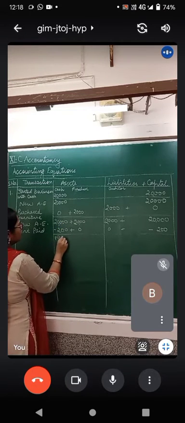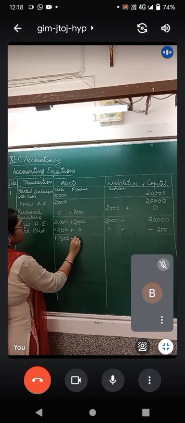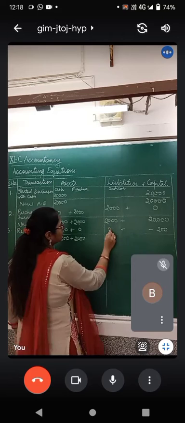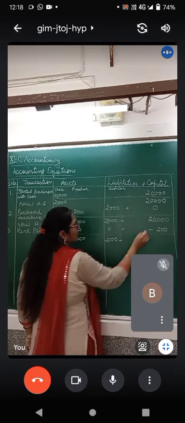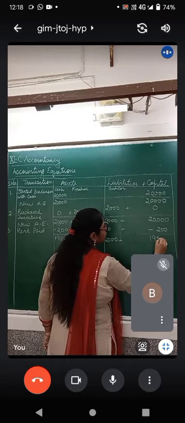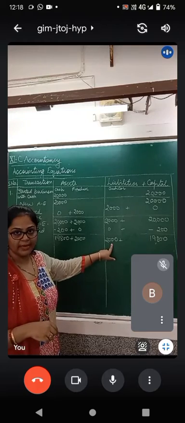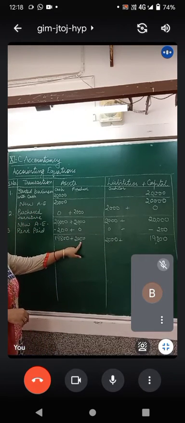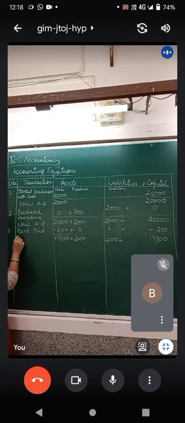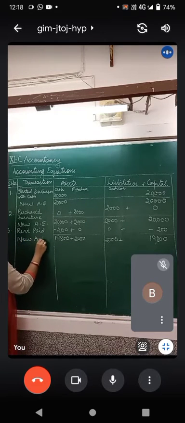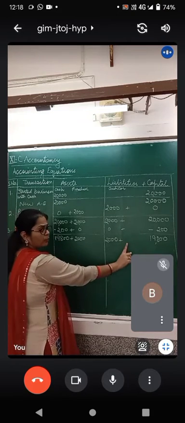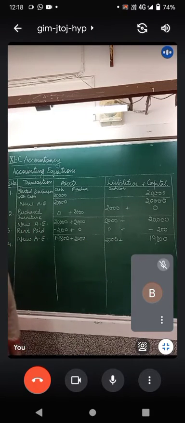20,000 minus 200 is 19,800. Plus 2,000 plus 0 is 2,000. 2,000 plus 0 is 2,000. So 19,800 plus 2,000 is 21,800. This side also 19,800 plus 2,000 is 21,800. The equation is again balanced. At every step you will see this side will be equal to that side. Now the next transaction: he purchased goods on credit. Just a minute. He purchased goods on credit.